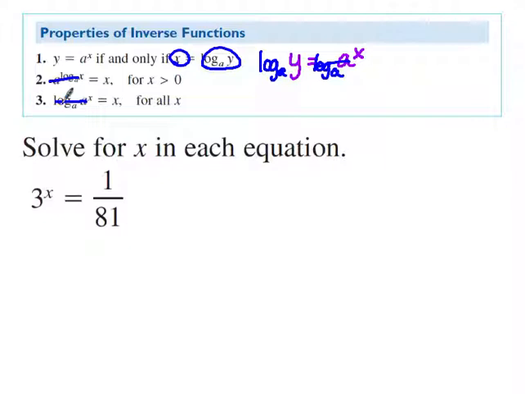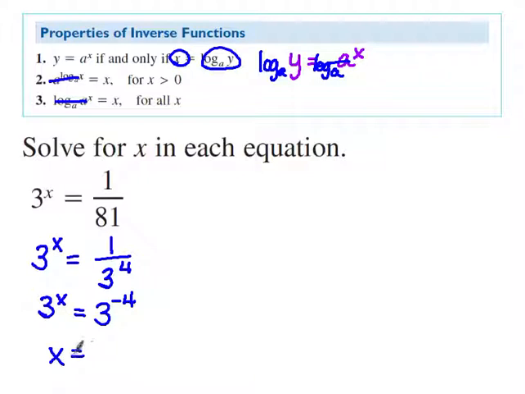So it says to solve for x in each equation. So we're going to go ahead and look at this first one. It says 3 to the x equals 1 over 81. And so real quick, what I need to do is I need to go ahead and write this right side as 3 to some power. Okay? And so I know that I have 1 over 3 to what power? 4. Okay? So in order for us to solve this, I need to make sure that I move the 3 to the 4th up. How can I move that up? Negative 4. So in this case, what does x equal? Negative 4. Okay?